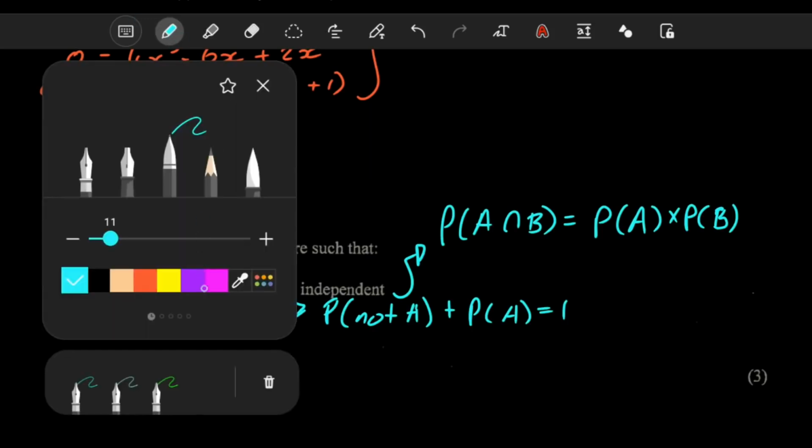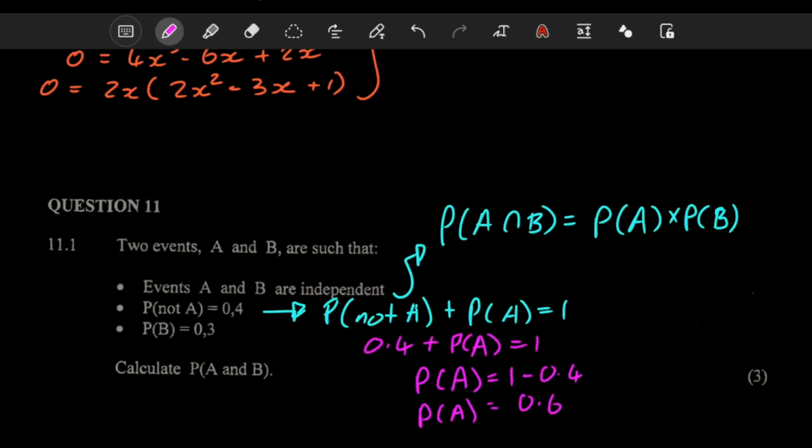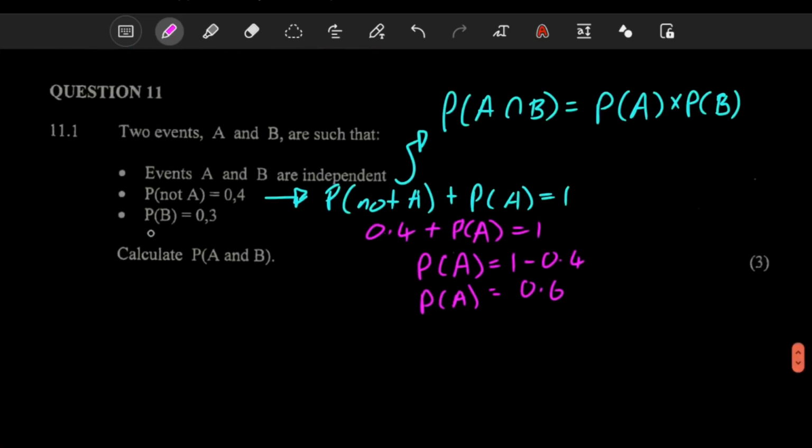So automatically, just by reading this piece of information, the probability of not A is 0.4. So here you know that the probability of A is actually 0.6. Would you look at that? So now that we have our probability of A, the last thing says probability of B is 0.3. Perfect. Calculate A and B.